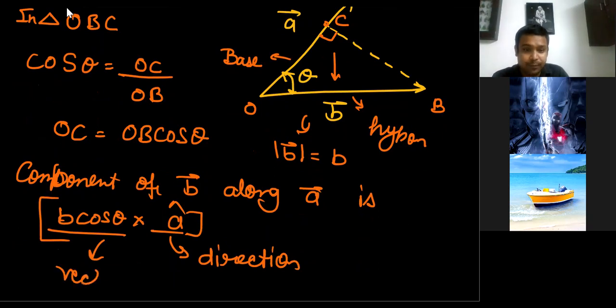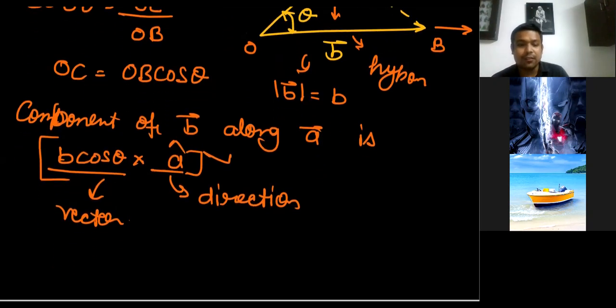So this is a vector, and this vector represents that if the vector B is along this direction, and the observer is C, then the value of vector B along A direction is B cos theta. So this is also a vector. It is written like this: B cos theta into A cap. Okay, for better clarification, let us see different examples.